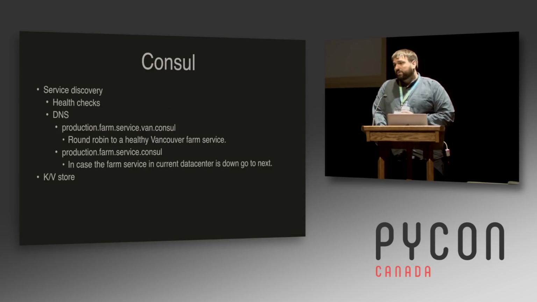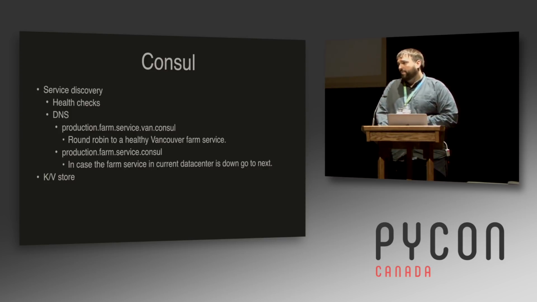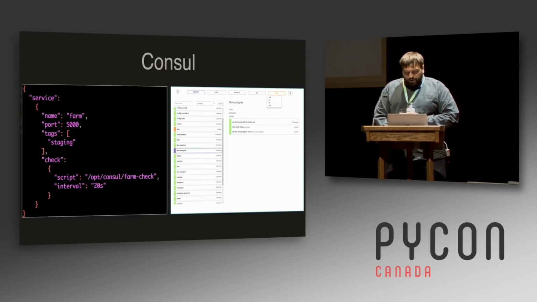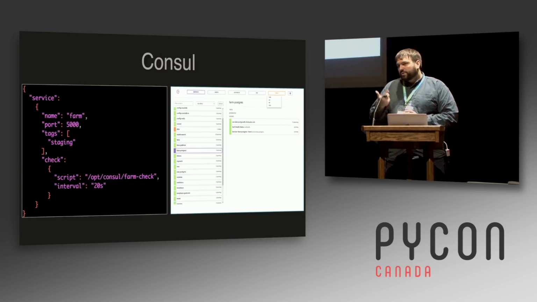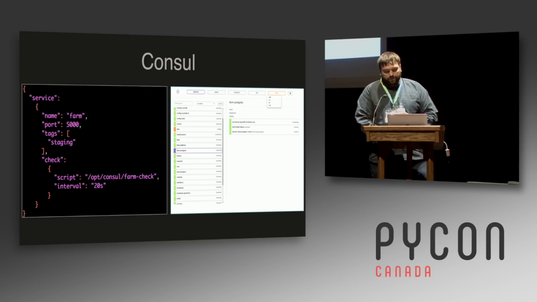It also has a key-value store that we leverage for some of the configuration. It has an ACL very similar to the Amazon ACL. Basically, we just installed it and it runs. And I have to run over the slides because I'm going out of time. So here we can have an example of the JSON file and the Consul UI. We can see all the servers in our data centers here.